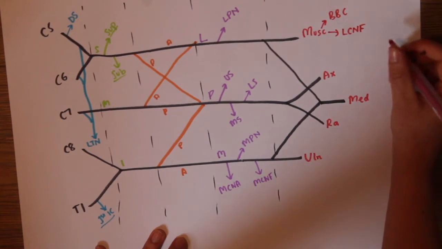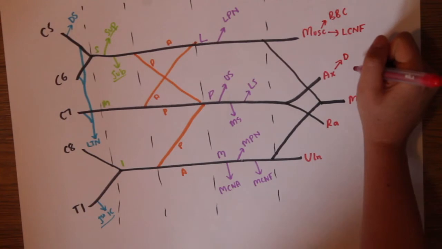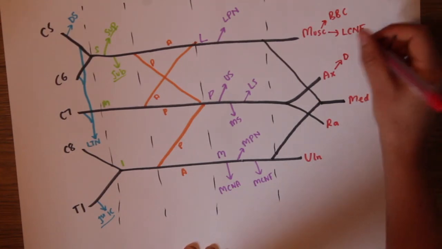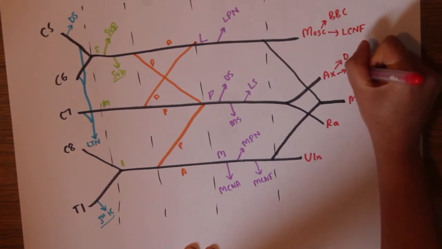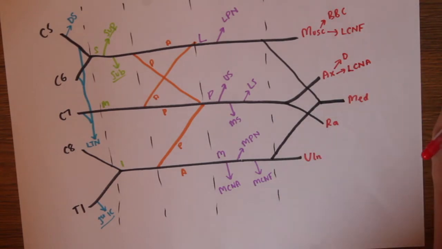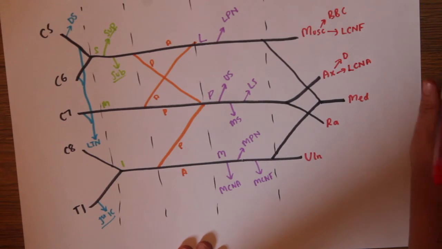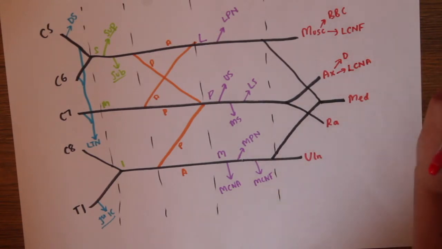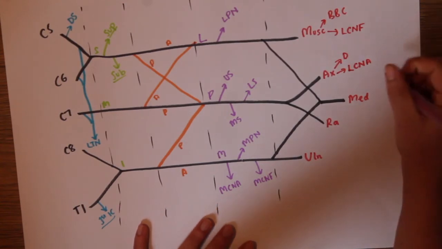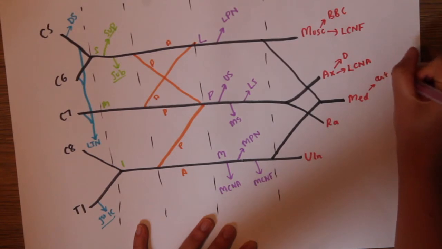Next, you have the axillary nerve, which has a motor branch that supplies your deltoid muscle of the shoulder, and some to teres minor, and then it also has a sensory branch, the lateral cutaneous nerve of the arm, which supplies sensation to the regimental badge area on the lateral shoulder. Next, we have the median nerve, which supplies the vast majority of the anterior compartment of the forearm, so those are your wrist and finger flexors. Let's put anterior compartment of forearm.